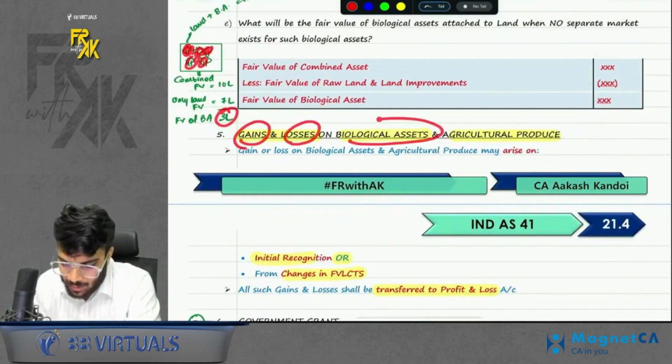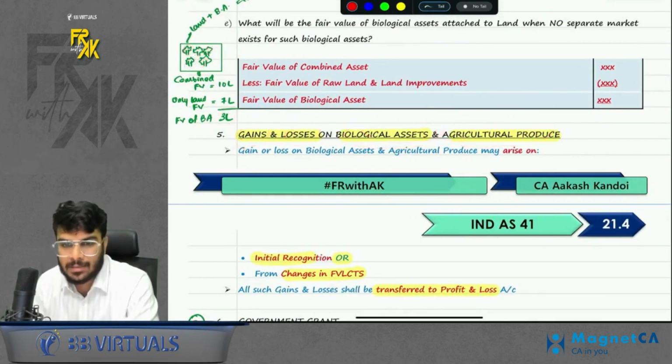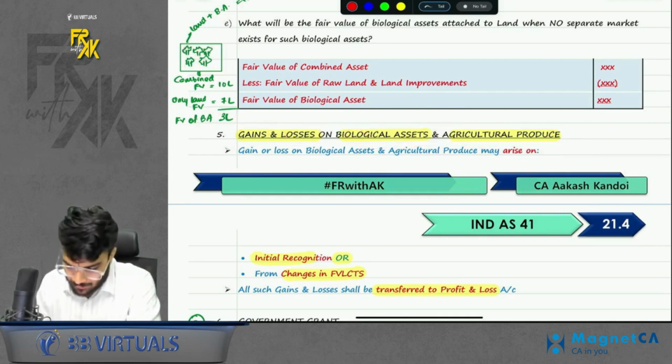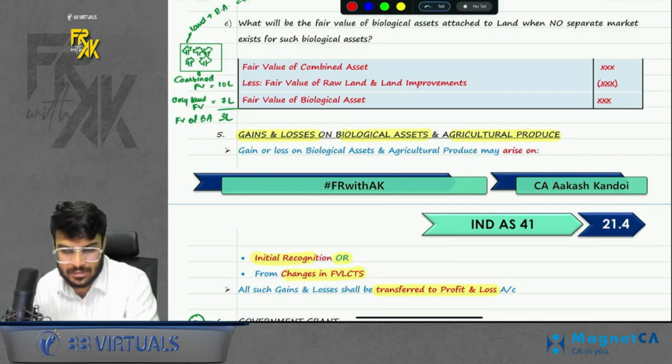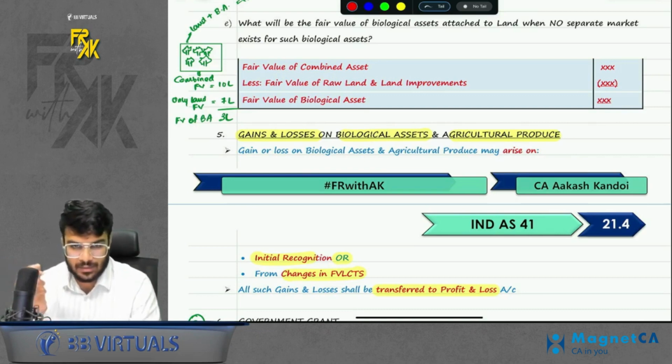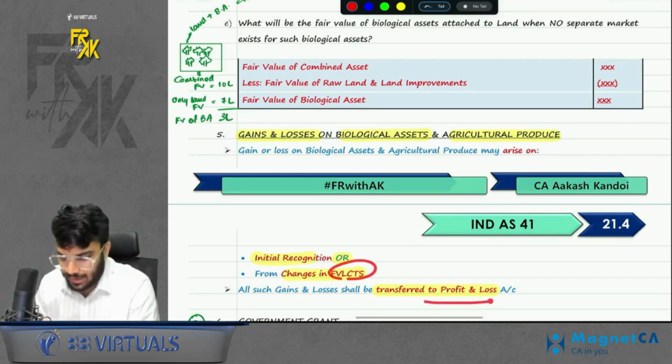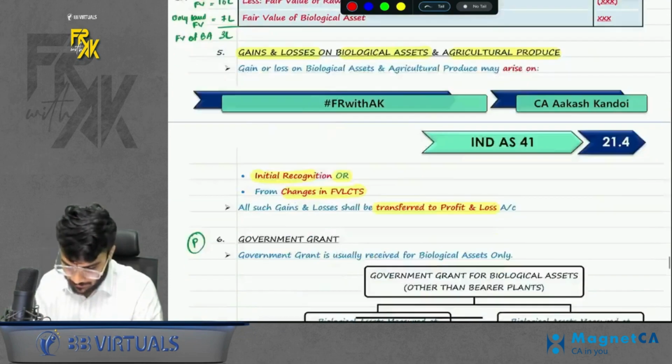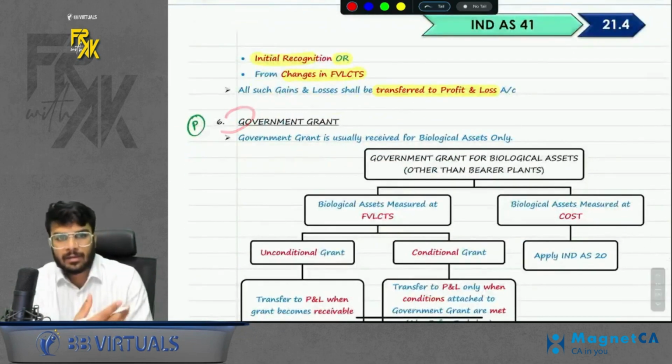Whatever gains and losses you get on biological asset and agriculture produce, those gains and losses are always transferred to profit and loss. Initially you might gain, subsequently also you might get the changes. Initially also, whatever loss or gain you get, you were transferring the difference to profit and loss. On year end also, when you remeasure a biological asset at fair value less cost to sell, that difference will also be transferred to profit and loss. This government grant point I will revise later on.